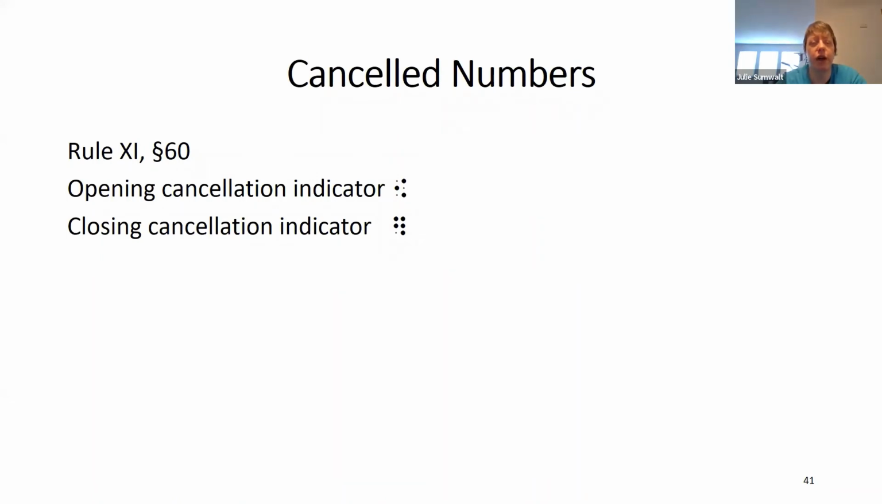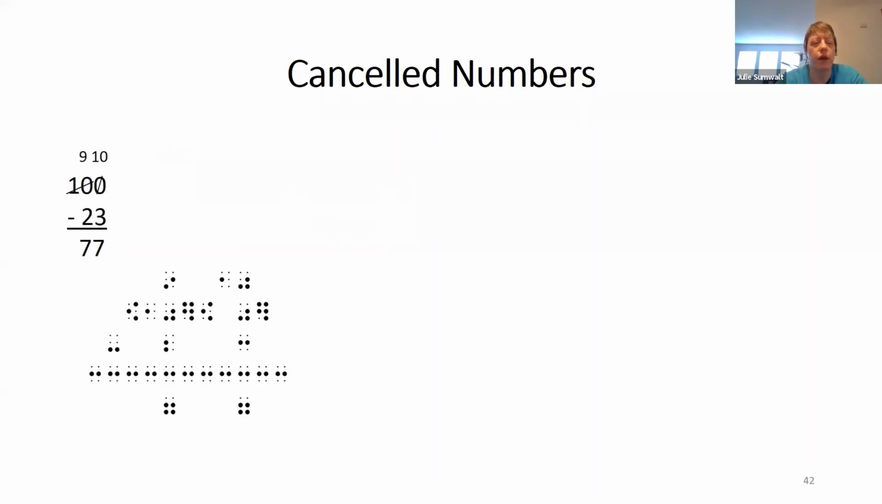Phew, okay, now talking about canceled numbers. Those normally show up in subtraction problems. There is an open cancellation indicator and a closing cancellation indicator. Each numeral or set of numerals needs to be canceled just as they are in print. Here's a print example: 100 minus 23 equals 77. The digits in the 100 are canceled, the 0 in the ones place by itself, and then grouped, the 10 in the hundreds and tens place is canceled out together with 10 and 9 above.